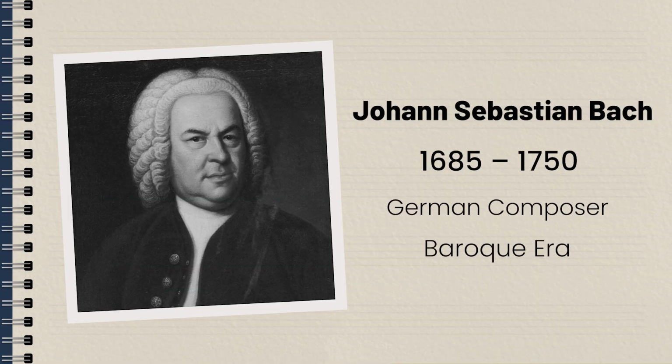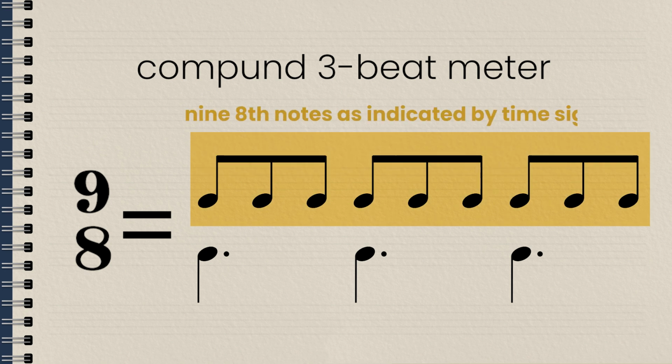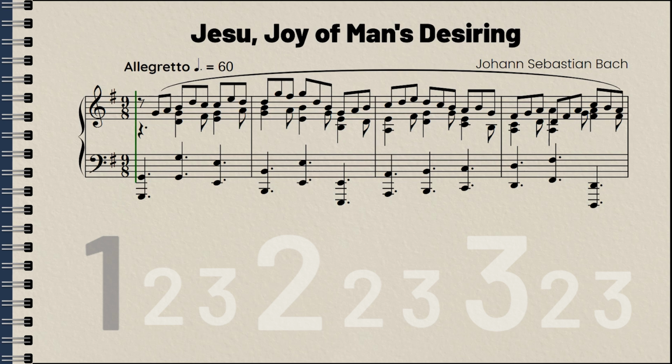Bach's Jesu, Joy of Man's Desiring is an example of a compound 3-beat meter. In 9/8 time, each measure consists of 3 dotted quarter notes or their equivalent. 1 2 3 2 2 3 3 2 3 1 2 3 2 2 3 3 2.